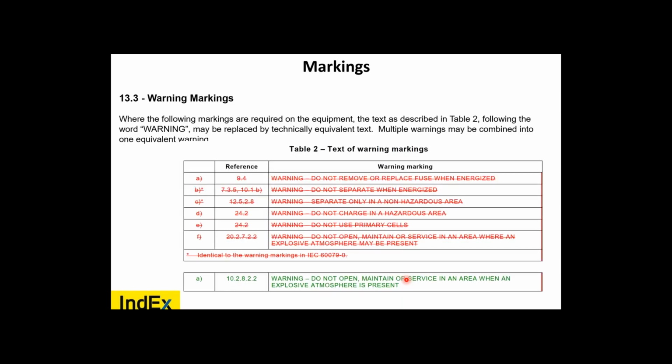What do they have to do for markings? A lot of things have changed. You still have to follow the markings of 60079-0, but you also need to have the warning, do not open, maintain, or service in an area where an external hazardous atmosphere is present. Meaning, have your personal gas monitors, permit to work system, hot work permit system, yeah?